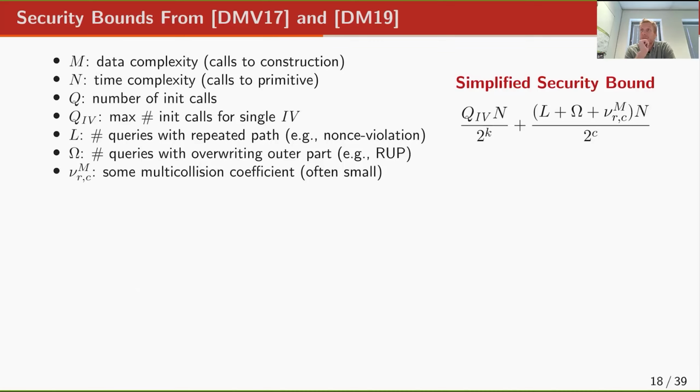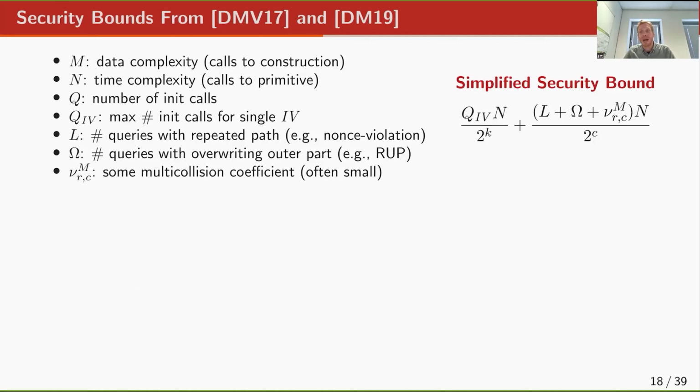And we had this simplified security bound. The duplex behaves like a random oracle as long as the parameters are such that this bound is less than 1. And that's the result. Those are the two main results. And it looks cool. It looks powerful. But you may wonder why it didn't really get used a lot.